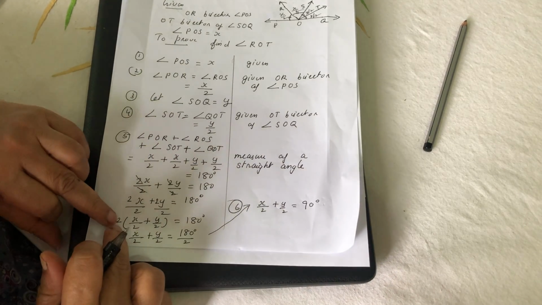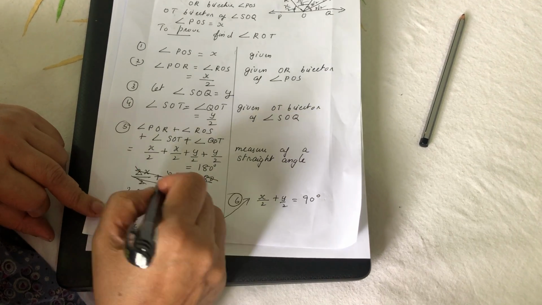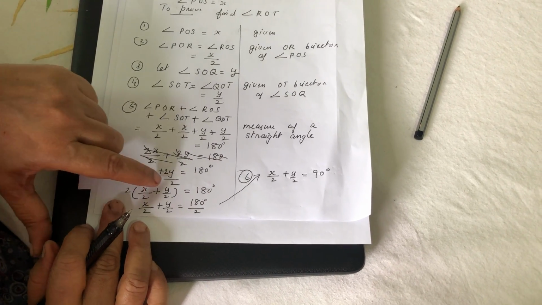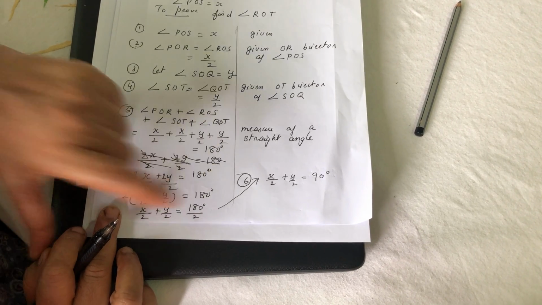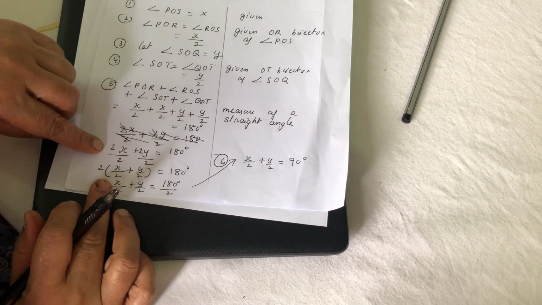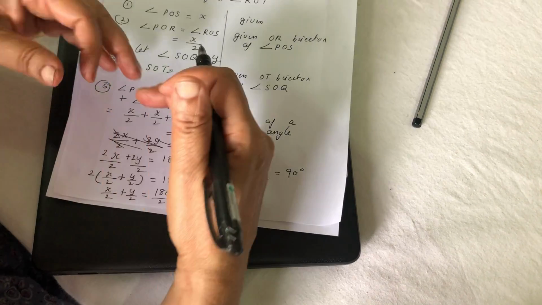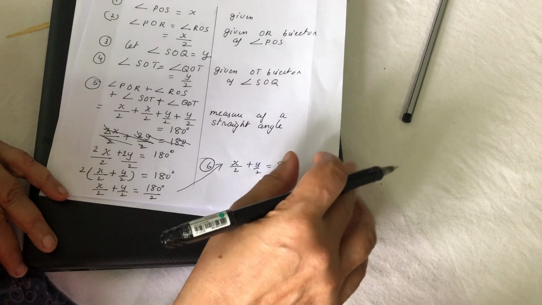I have taken 2 out of this. This step we can cut it. So 2 you can take out. It is x by 2 plus y by 2 is 180. Then x by 2 plus y by 2 is 180 by 2. That is equal to 90 degrees. Or you can cancel the 2: x plus y is equal to 180. Then each term you divide by 2, then also you will get the same step.